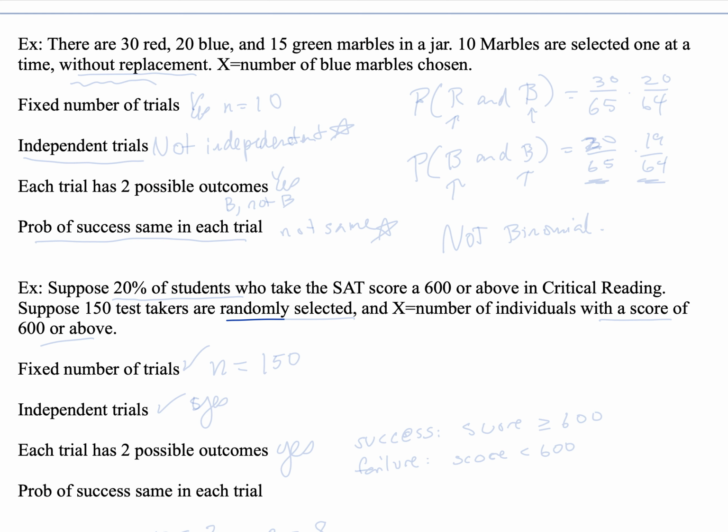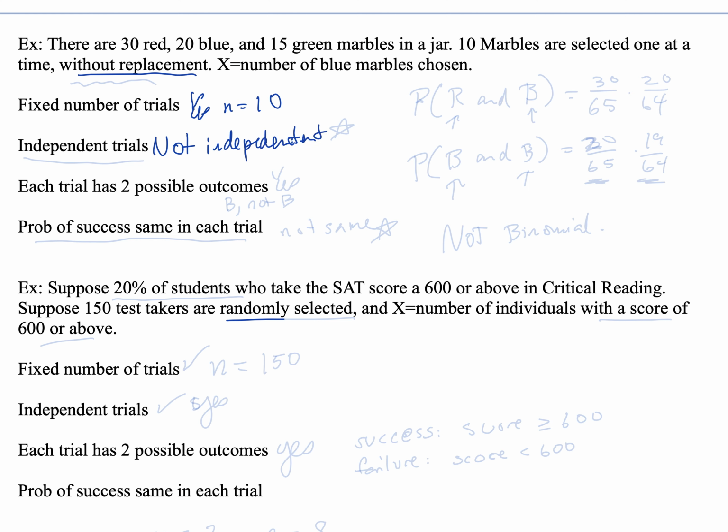10 marbles are selected one at a time without replacement, and X is the number of blue marbles chosen. So is this binomial? Well, it has a fixed number of trials. Yes, n equals 10. Are the trials independent? So this is without replacement. And so in this scenario, this is not independent because the marbles are not replaced after they have been taken out.